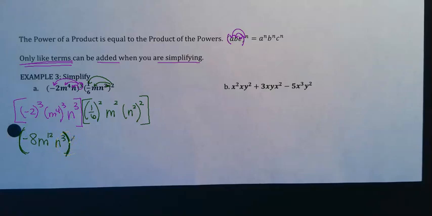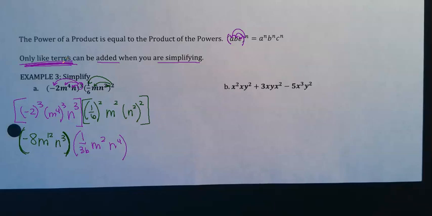So now let's go to the next one. 1/6 squared is 1 squared, which is 1. 6 squared is 36. So this is 1 over 36 times m squared, n squared to the second. We multiply the exponent, so it's n to the fourth. Okay, now we can only combine like terms.